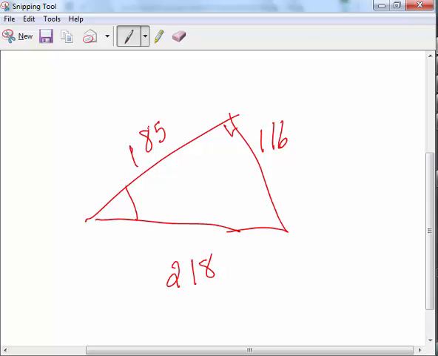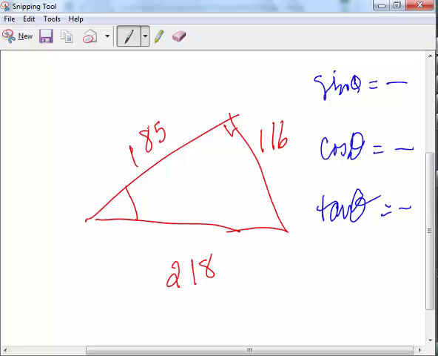All right. So we've got sine of theta, cosine of theta, and tangent of theta. Remember, in each case, it's a ratio. This is the hypotenuse because it's opposite the right angle. The other side that touches our angle is the adjacent side, so this is the opposite. Sine is opposite, 116, over hypotenuse, 218.